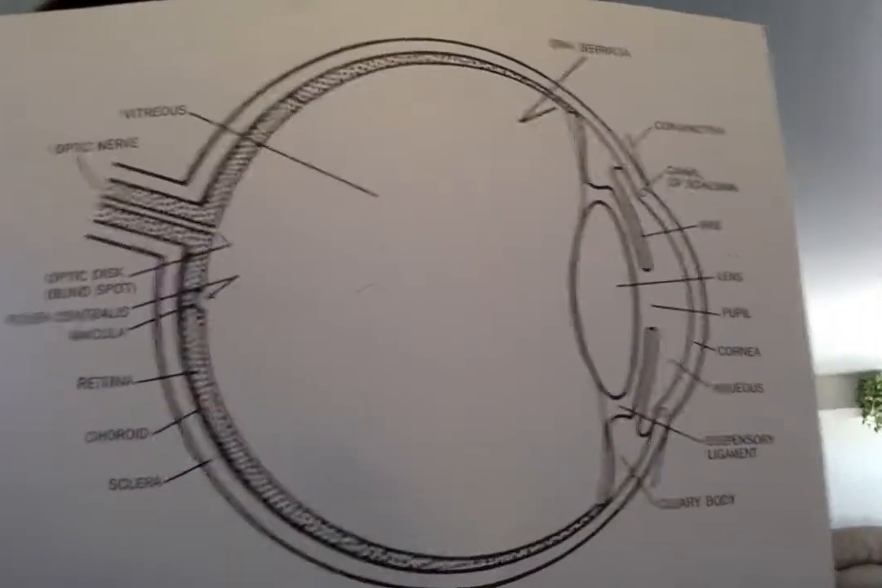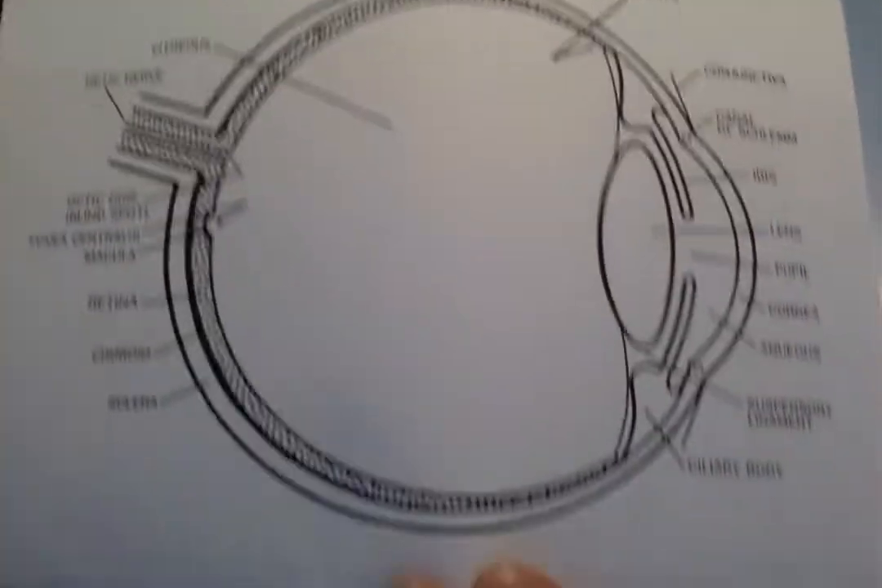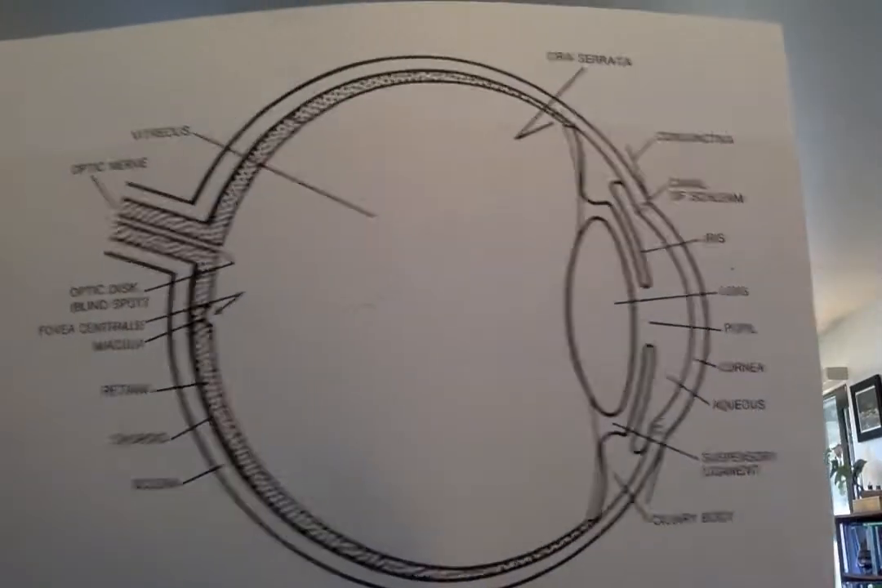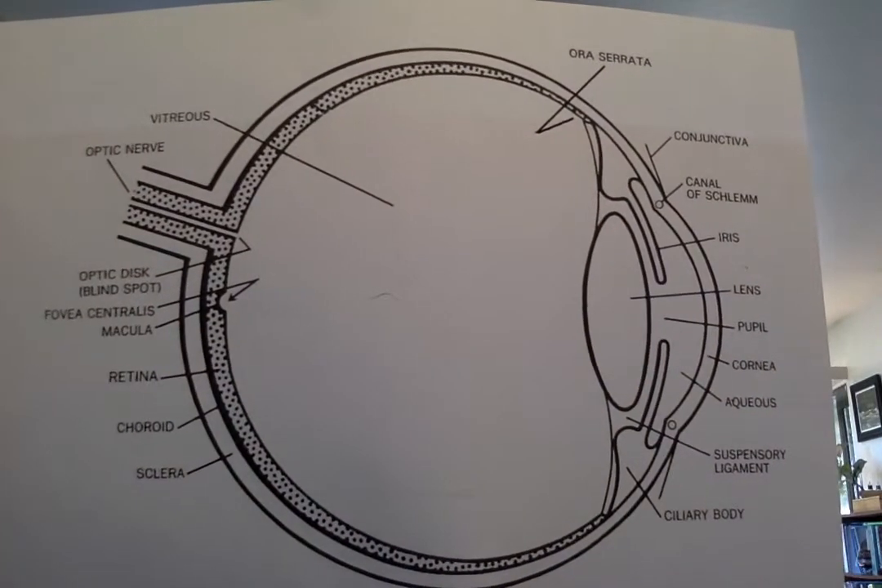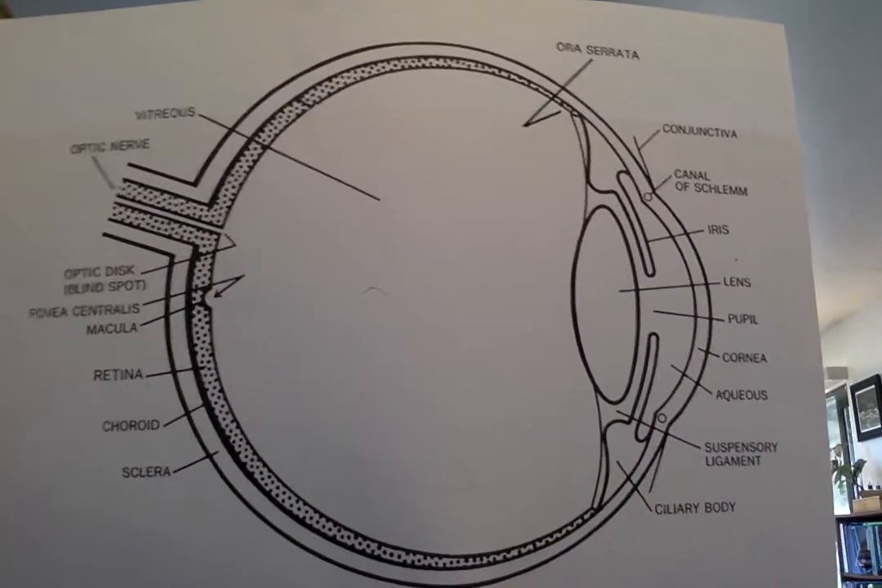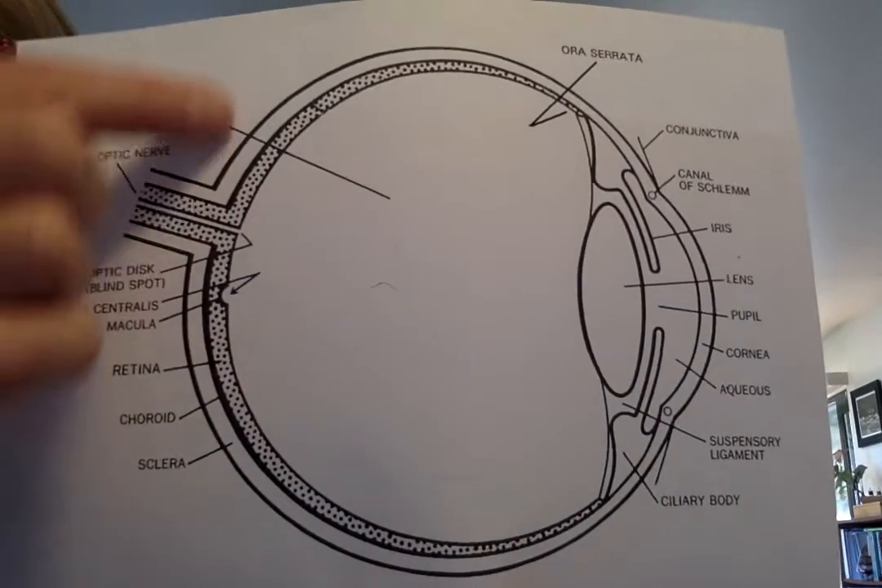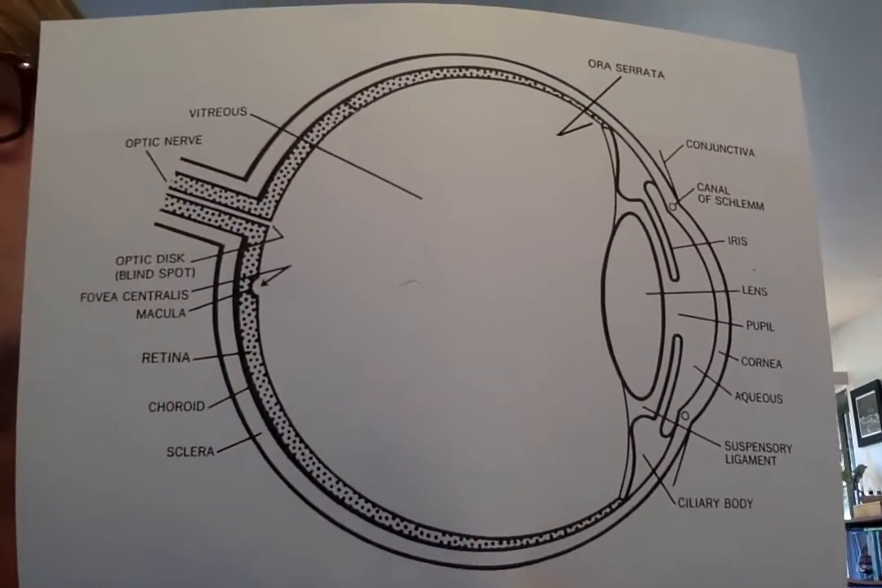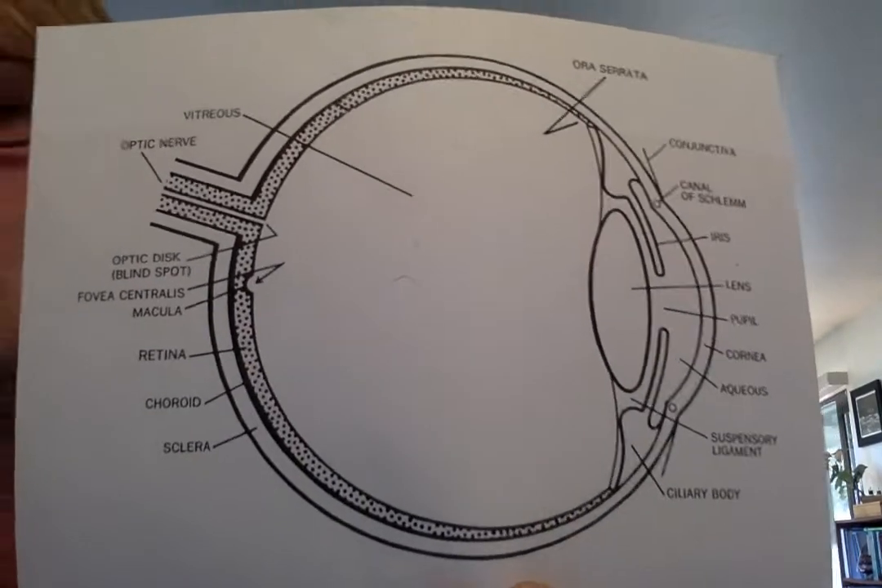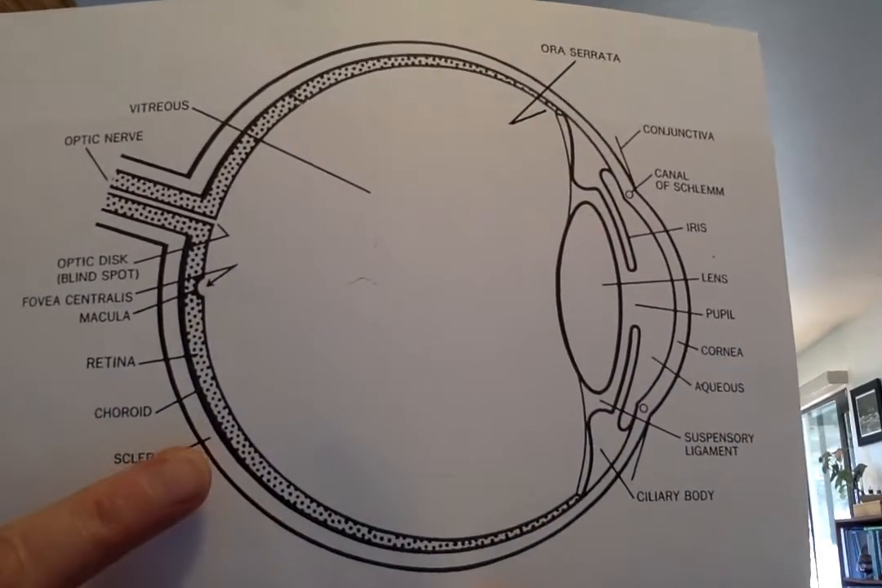So let's proceed. This is my diagram of the eye. I'm just going to kind of line that up there, holding it up by hand, so bear with me. And what I'm going to do is go over the structures in the back of the eye here first. So the first structure is the sclera.